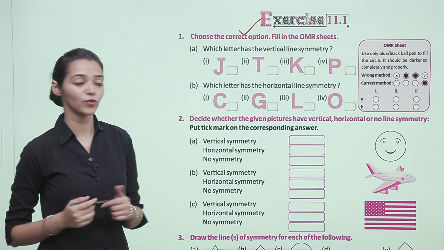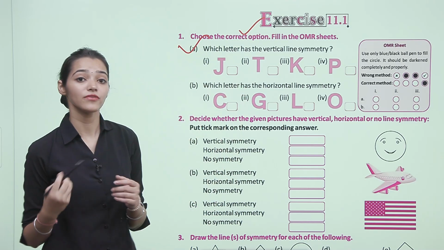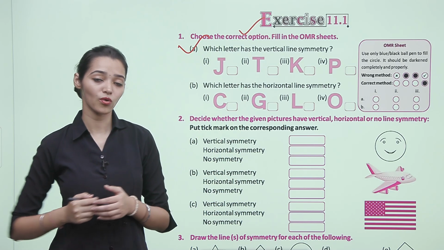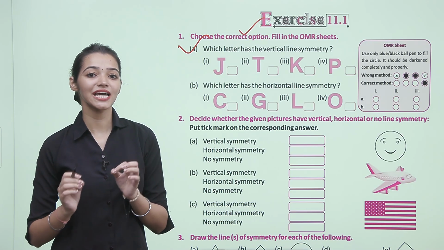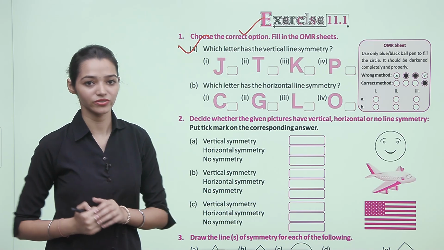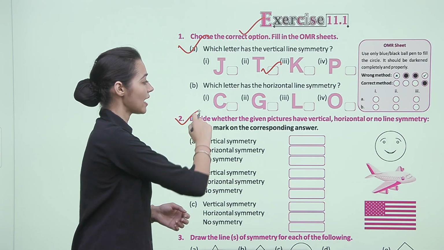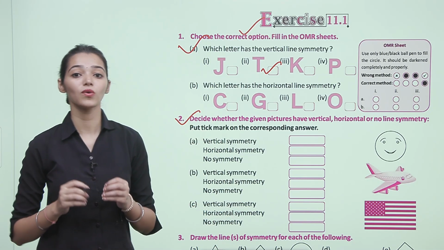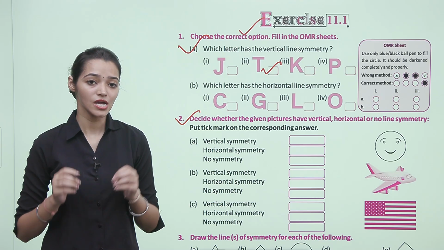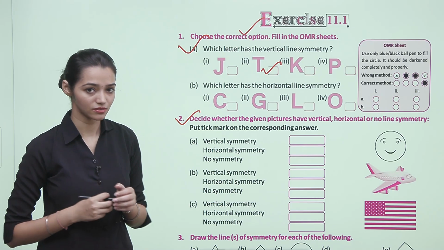Now let's start with exercise 11.1. In the first part, we have to choose the correct option and fill in the blanks on OMR sheets correctly. Now which letter has the vertical line of symmetry? That is T. In the next one, we have to decide whether the given pictures have vertical, horizontal or no line of symmetry. Put a tick mark on the corresponding answers.